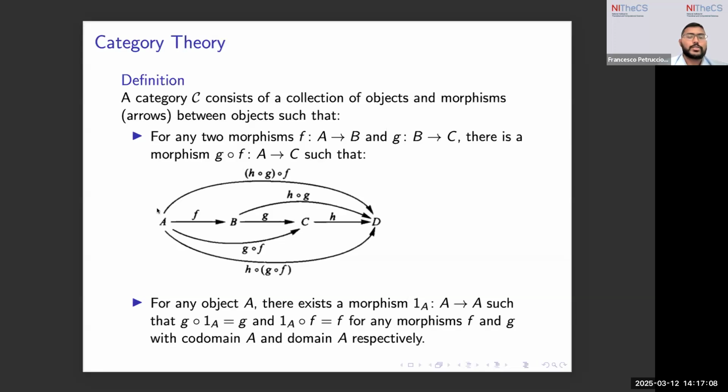We also need to require some sort of associativity, namely that if I have three composable arrows, f, g, and h, as shown in the diagram here, there are two ways to compose to go from A to D. And associativity requires that these two maps be equal. So this top map and bottom map are equal. And lastly, for any object A, we must have an identity morphism going from A to itself, such that when you compose anything with this identity map, you get the map you started with, and the other way as well.